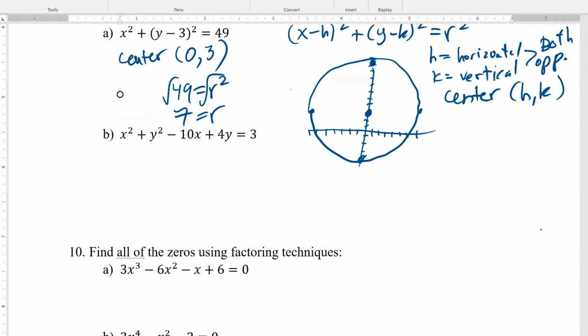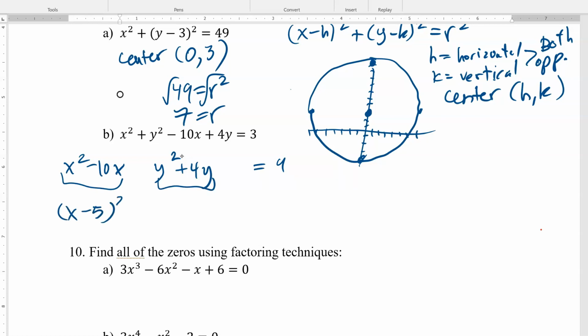This second one requires a little more work. I need to group the x's, group the y's, and on each, complete the square. So this would be (x minus 5) squared. To complete that, we add 25. Now I'm not going to add and subtract this time because I really want the numbers on the other side, so I'm going to add the 25 on the right side. This one will be (y plus 2) squared. 2 times 2, we need a 4 there, so I'm going to need a 4 over here.